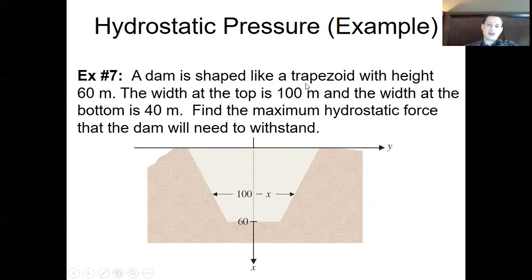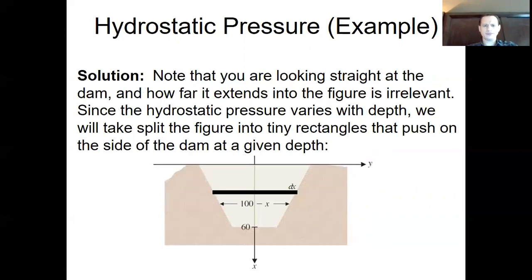So they say the dam is shaped like a trapezoid with a height of 60. Well, you can see that this is where x is 0, and this is where x is 60, then the total depth here is, well, 60. Makes sense. So the height of this whole thing is 60. The width at the top is 100. So at the very top, from left to right across here, it's 100 meters. Now at the bottom, this width right here is only 40, they say, and they say find the maximum hydrostatic force that the dam will be able to stand.